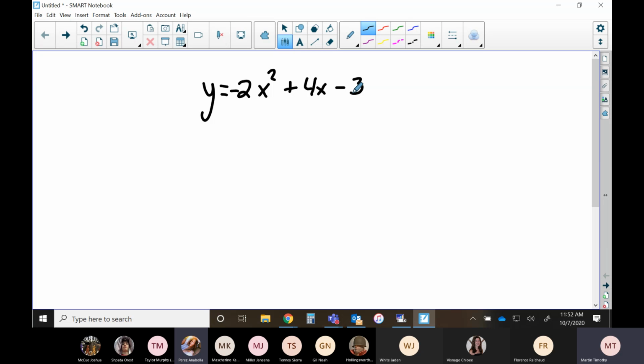Excuse me? Yes. For the negative b over 2a, is that x? Like, does it equal x? That's the x coordinate of the vertex. Remember, there's an x and there's a y. So when you do the opposite of b over 2a, that's only this piece of the vertex. Yep. Thank you.